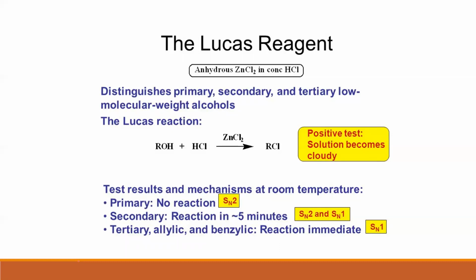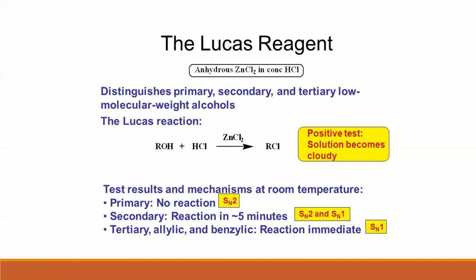If you see a cloudiness or turbidity after 5 minutes, you don't see it instantaneously, but you see it after 5 minutes, then that particular test tube contains a secondary alcohol. If you do not see any reaction at room temperature, no matter at any given point of time, after 5 minutes, after 10 minutes, after 10 hours, after 20 hours, you still don't see any reaction happening in the test tube, then you can be rest assured that that test tube contains a primary alcohol. Now, when do you see a reaction? You'll only see a reaction upon heating. This is what is Lucas test.